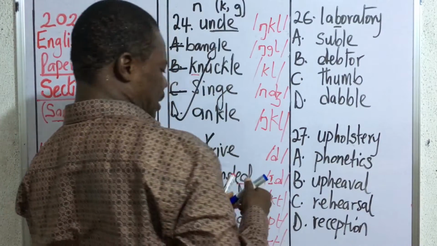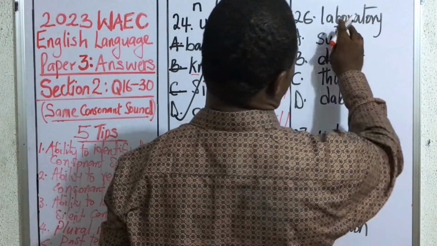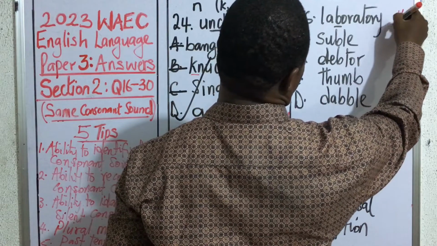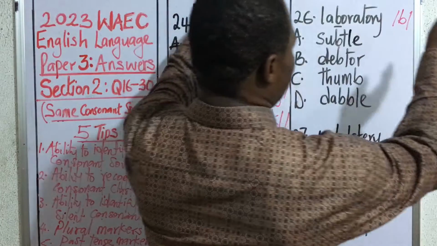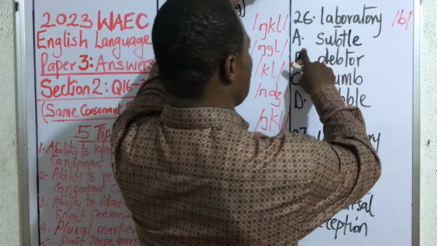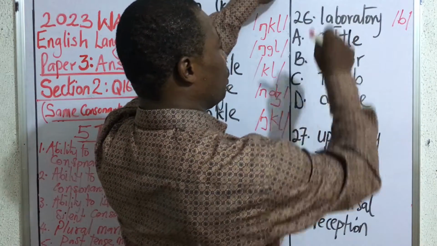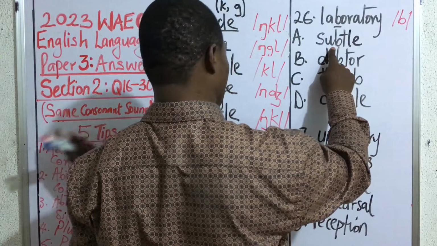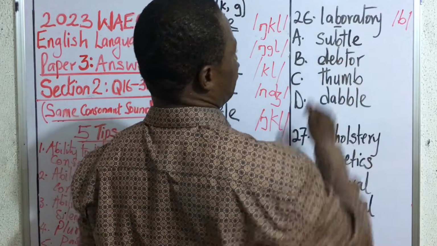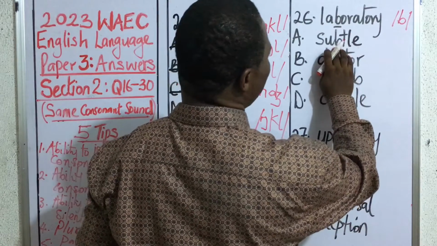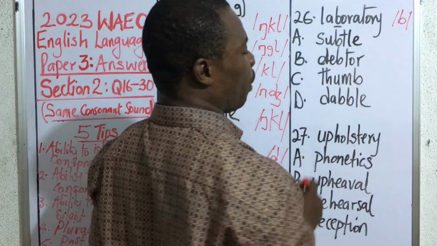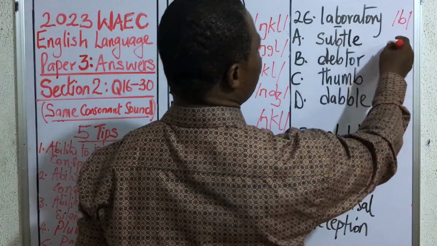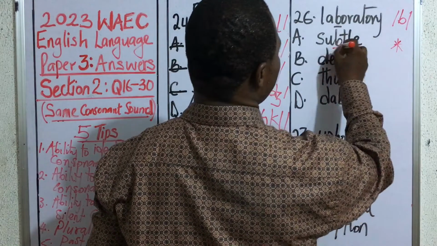Question 26. Laboratory. Now, when you look at the sound that is underlined here, it's going to be represented by the consonant B. Alright? So then, let's go through the options. Option A, you have subtle. There's going to be a silent consonant operation here. Don't forget the ones that we discussed at the beginning. So the B here is silent. You cannot say sub-tle. So B is silent. There's no B here.